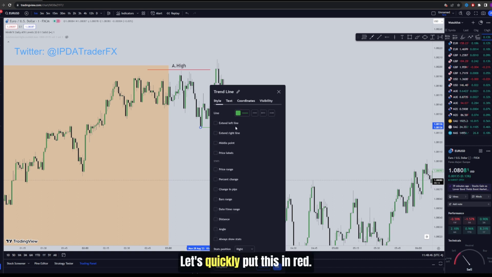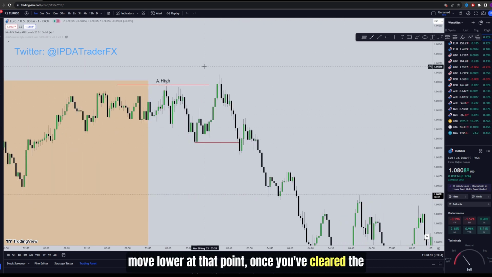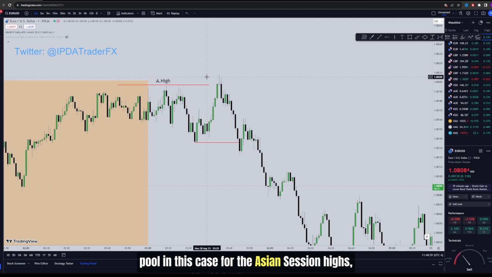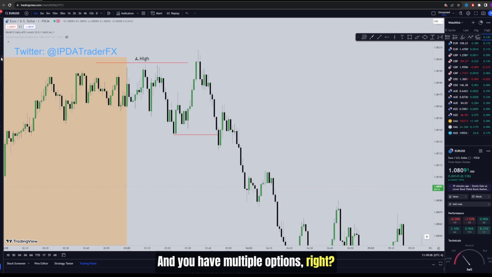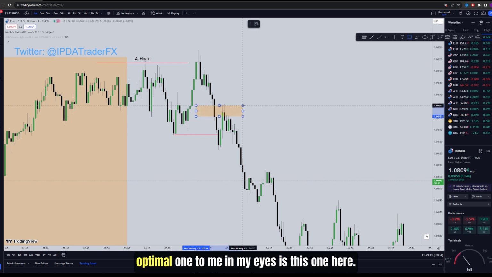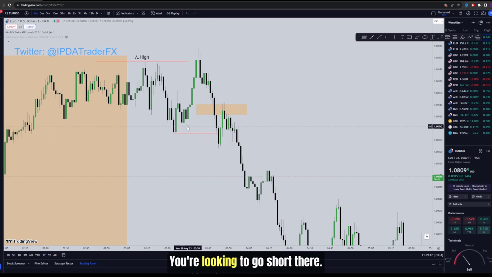Let's quickly put this in red. We change the state in the delivery and we move lower. At that point, once you've cleared the Asian session pool, and we're below the Asian session pool, in this case for the Asian session highs, we change the state in delivery. All you're doing now is looking for a fair value gap to go short. And you have multiple options, right? You have this one here, and what I think is the most optimal one, in my eyes, is this one here. So you're looking to go short there.